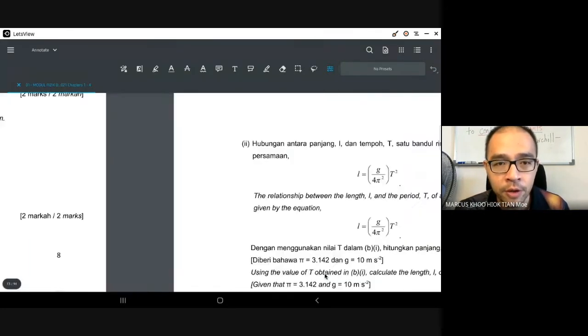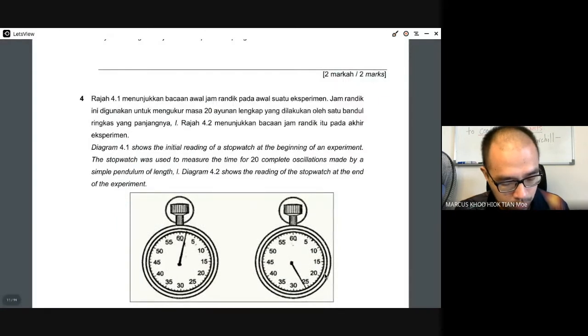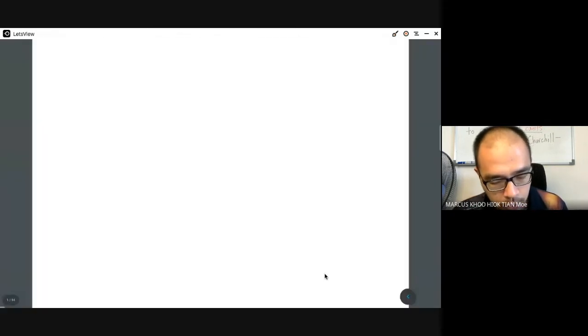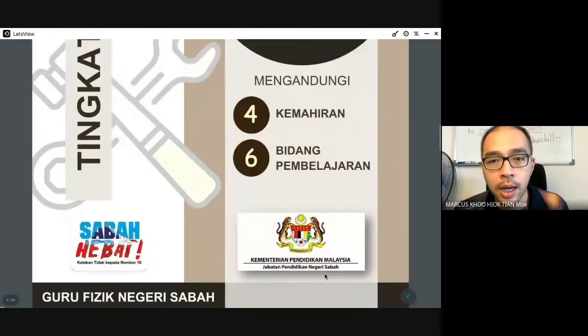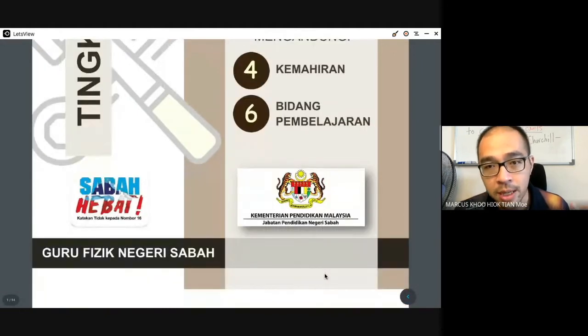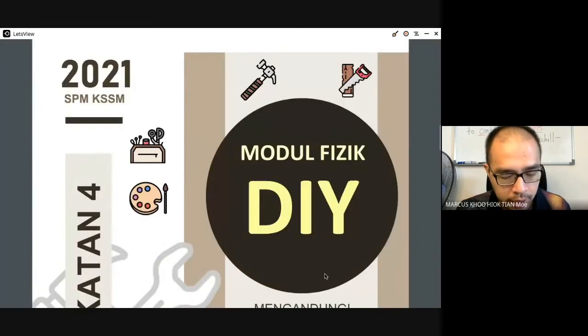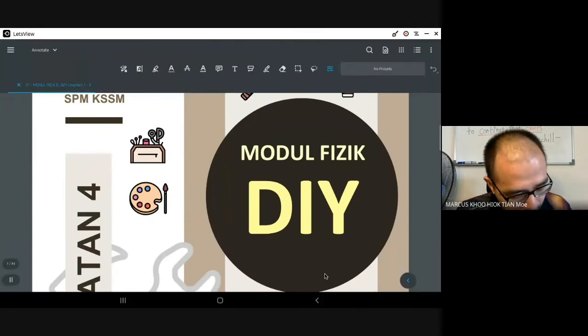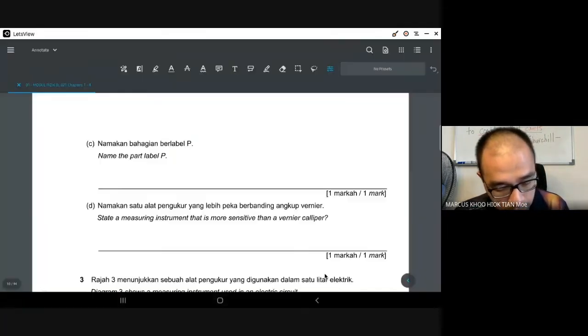This is from the Form 4 module, that actually is from JPN Sabah. Okay, so let's go to this page.